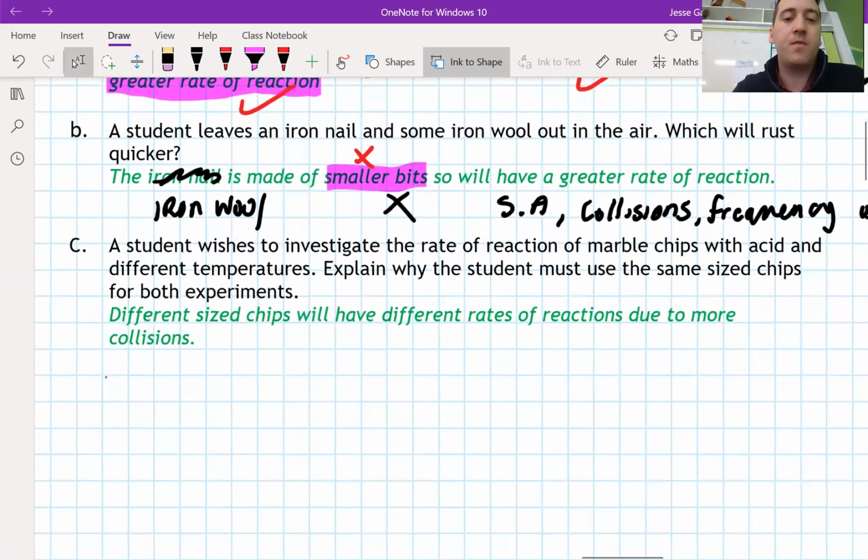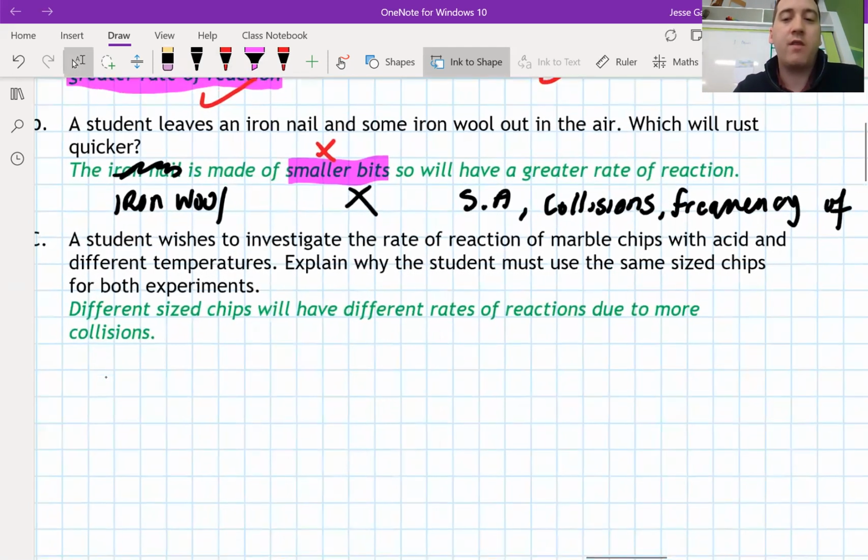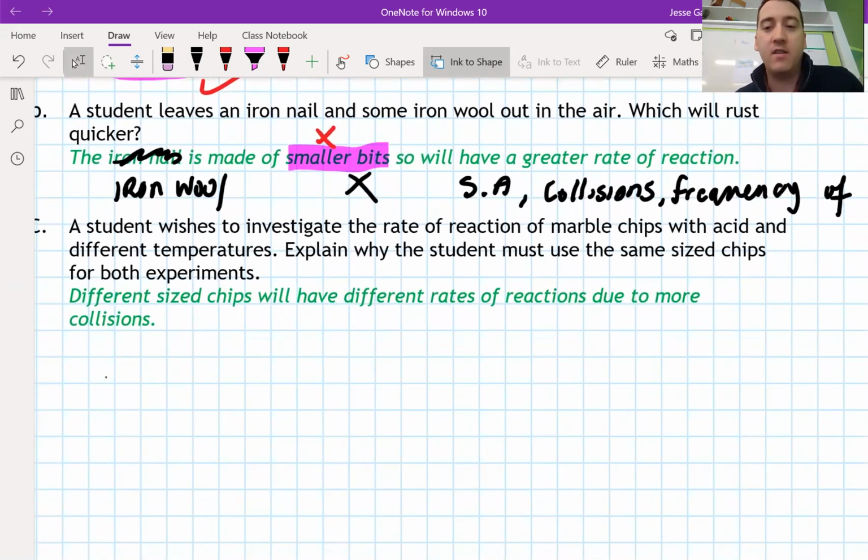All right, let's have a look at the last one. The student wishes to investigate the rate of reaction of marble chips with acid at different temperatures. Explain why the student must use the same size chips for both experiments. Okay, so they want to see how temperature affects this reaction. Why must they use the same size chips for both experiments? So it says different size chips will have different rates of reaction due to more collisions. So what's good and what's not right about that? Well, different size chips will have different rates. That's probably true. We like that. That's good.